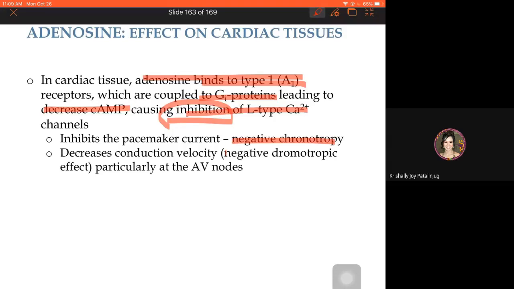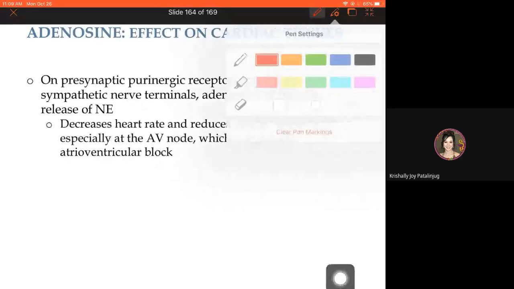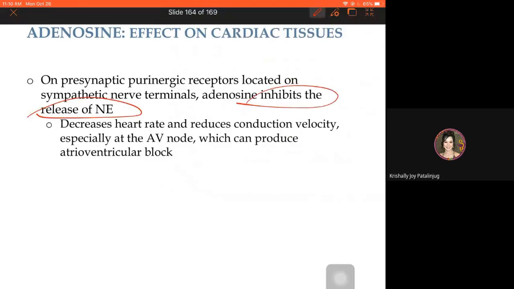Okay. Next, dagdag lang natin, another effect of adenosine in the cardiac tissue is that it inhibits the release of norepinephrine. Kaya meron din siyang anti-sympathetic effect. Gina-inhibit din yung exocytosis. So, walang enough norepinephrine, hindi activated ngayon yung sympathetic nervous system. So, anti-sympathetic effect to. Therefore, that particular anti-sympathetic effect of adenosine could contribute to negative chronotropy and negative dromotropy na effect.